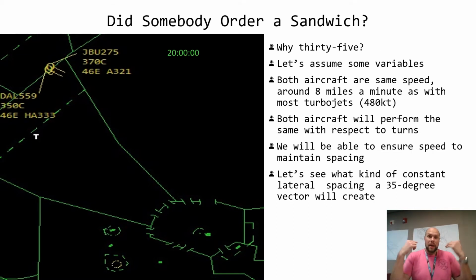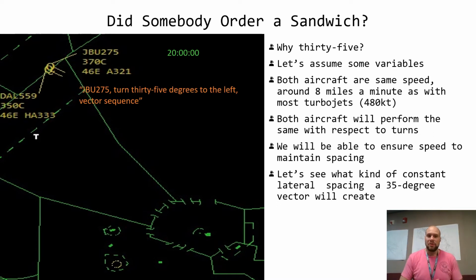Keeping in mind that there are many ways to skin a cat, right? But this is my plan for this situation. So my first move, after taking the briefing, would be JetBlue 275, turn 35 degrees to the left, vector sequence, right? Perfect. You turn the aircraft 35 degrees, you tell them why, that's good phraseology, and they read back 35 to the left, JetBlue 275. Now, why 35? Okay, hear me out here.